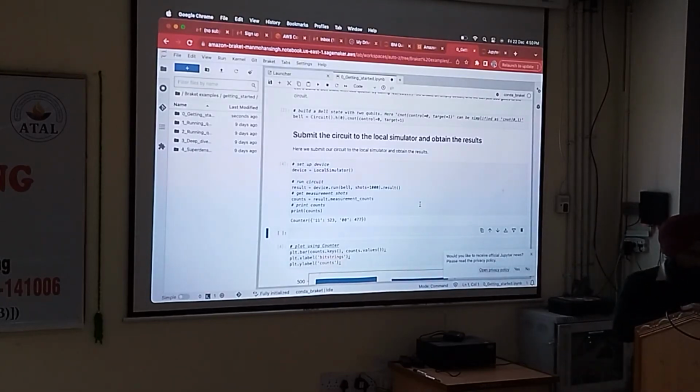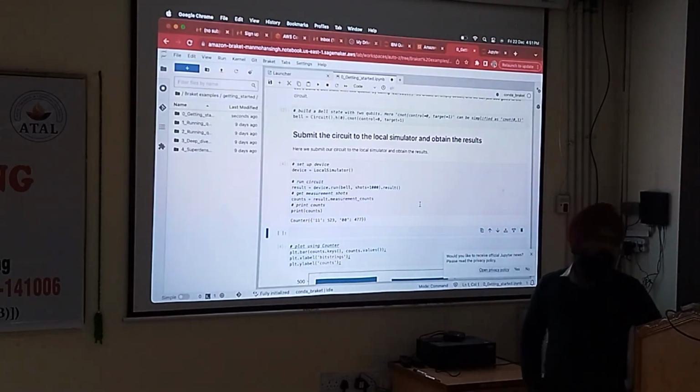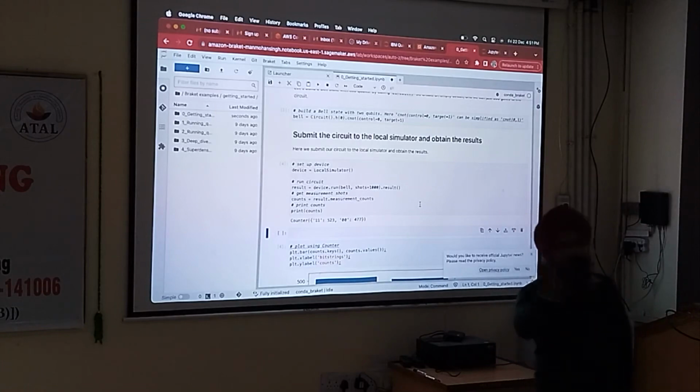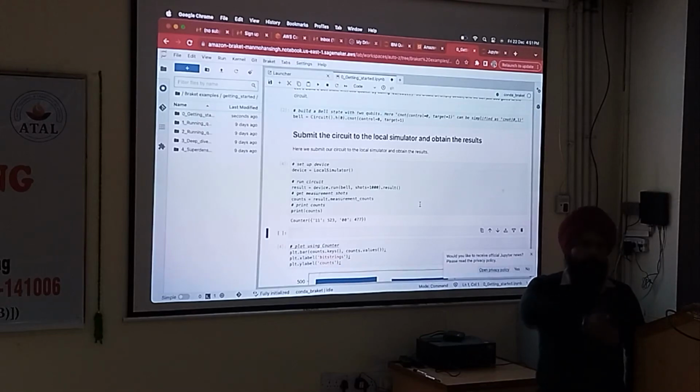Yes sir, the local simulator runs on your system. But where would the noise come from in the system? Actually, sir, the probability is not exactly 50-50. The thing is that the reason is that the quantum is not properly working right now.